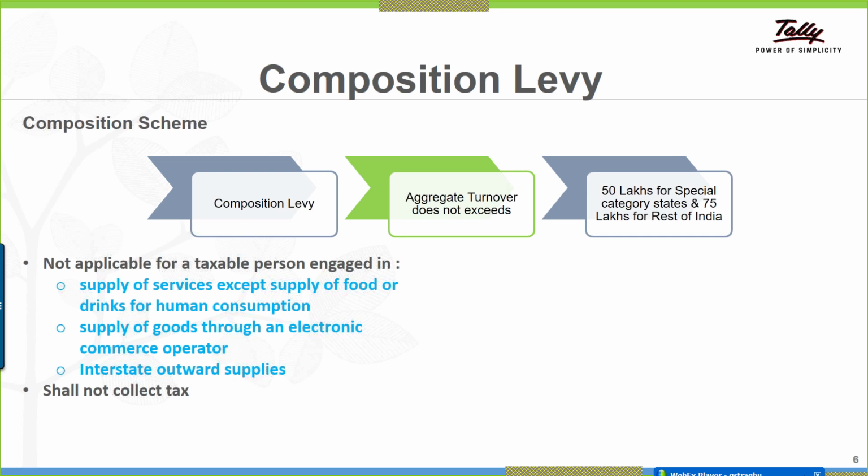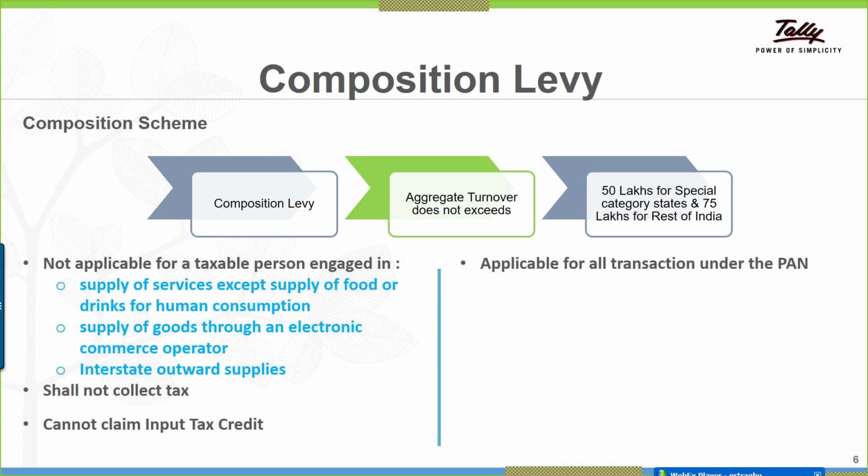Also, the composition dealer cannot collect GST tax from customers and cannot claim input credit. So even if the composition dealer is buying from a registered dealer and the purchase invoice has GST charged, the composition dealer cannot claim the GST input credit. It is applicable for all transactions under the PAN.